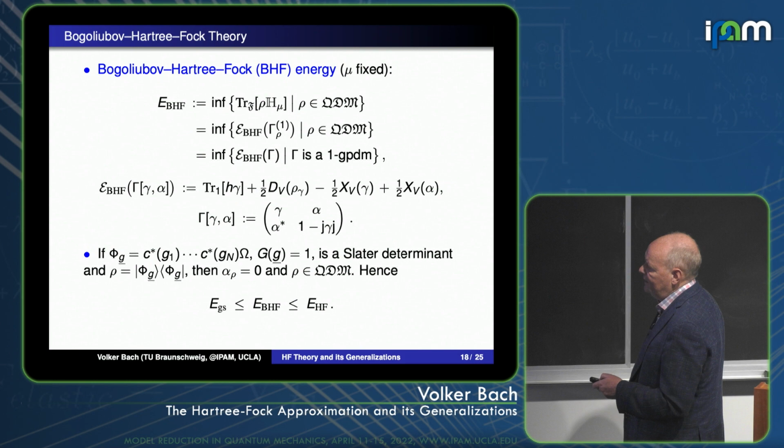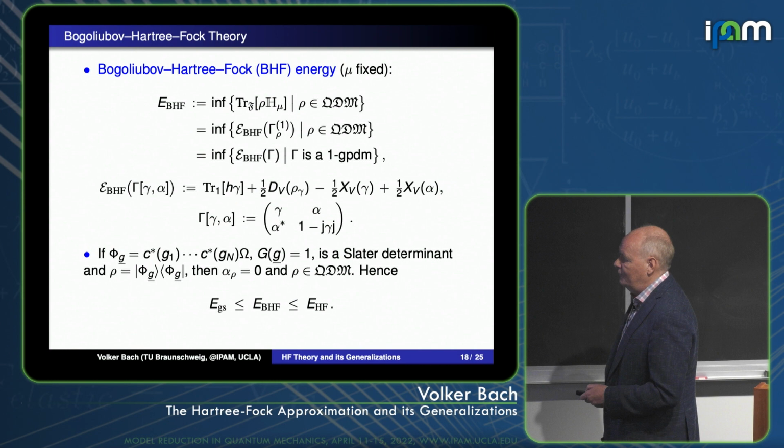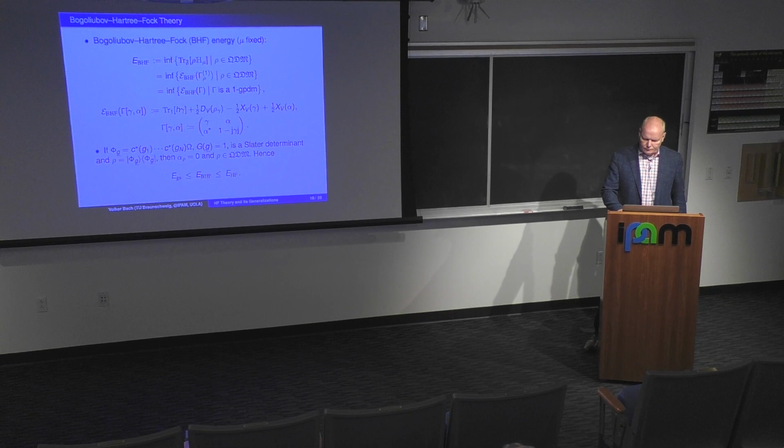The capital Gamma that enters here depends on little gamma and alpha in this form, as I had indicated before. And if we have a Slater determinant, then this is in particular a quasi-free state. I mean, the projection on the Slater determinant is a quasi-free state too. So if we vary over all quasi-free states, then we vary over more than the Slater determinants. So the infimum here is potentially lower than the Hartree-Fock energy. So we get a chain of inequalities. The ground state energy is always a lower bound for the Bogoliubov-Hartree-Fock energy, which is in between the ground state energy and the Hartree-Fock energy. So potentially, the Bogoliubov-Hartree-Fock energy is an improvement on the Hartree-Fock energy. And this can be seen sometimes.